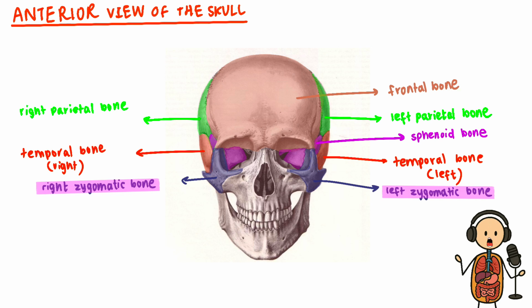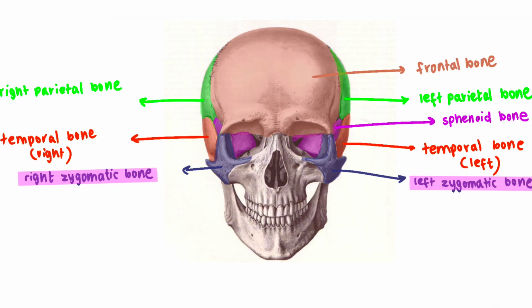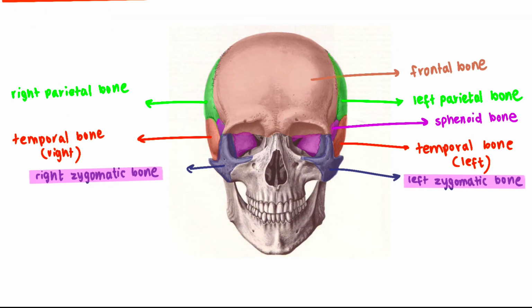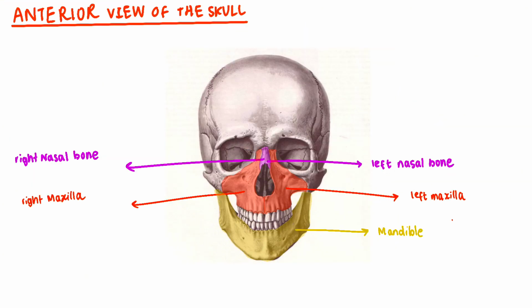Before we focus on the nasal bones themselves, it's important to understand the key surrounding structures, since the nasal region doesn't exist in isolation. At the top, we have the frontal bone, forming the forehead. On either side are the right and left zygomatic bones, the cheekbones. Beneath these lie the maxilla, which forms the upper jaw, and the mandible, the lower jawbone.